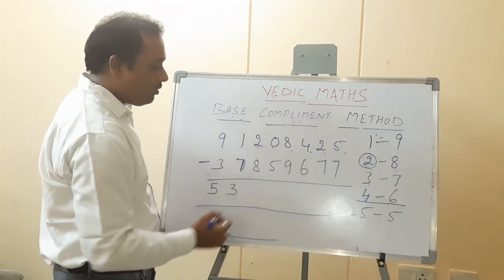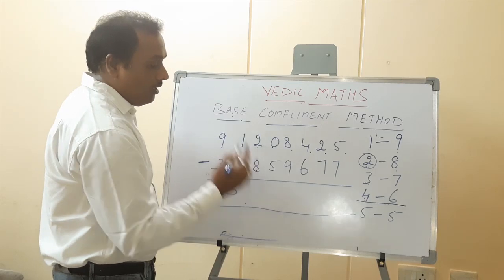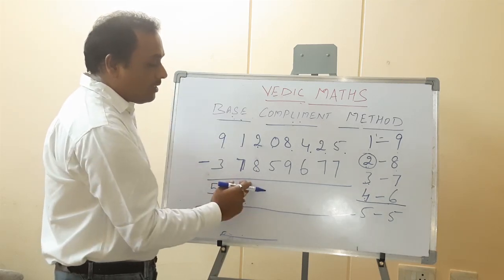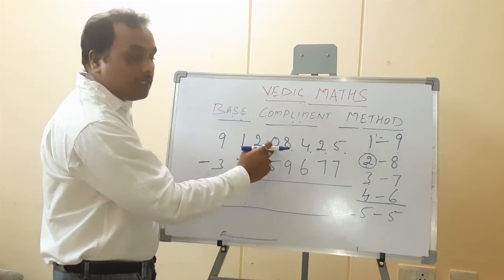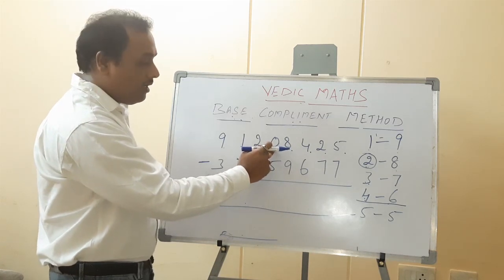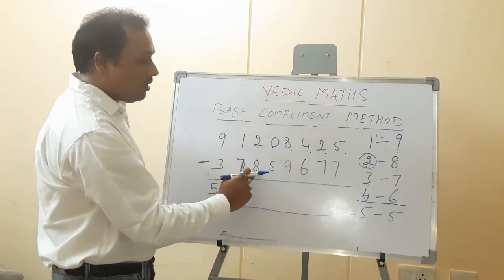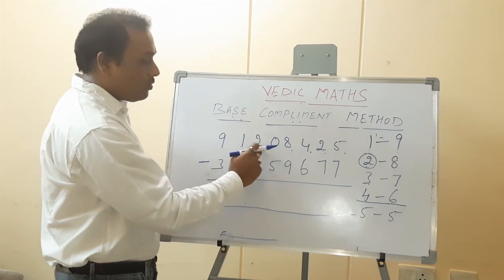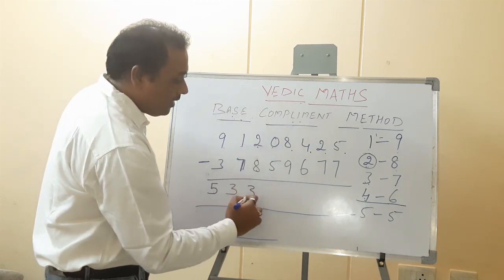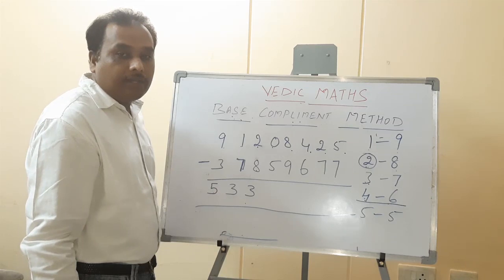So now what I have to do? I have to write here 4. But before writing, I have to check again whether 5 I can subtract from 0. No, I cannot subtract from 0. So the complement for 8 will be 2. 2 plus 2 will be 4. But I am writing here 3 only. So we are writing 3.